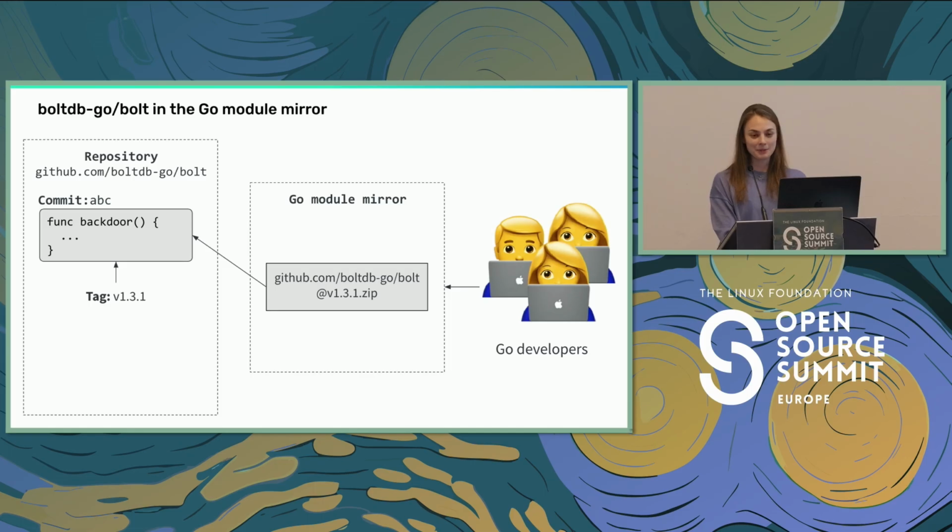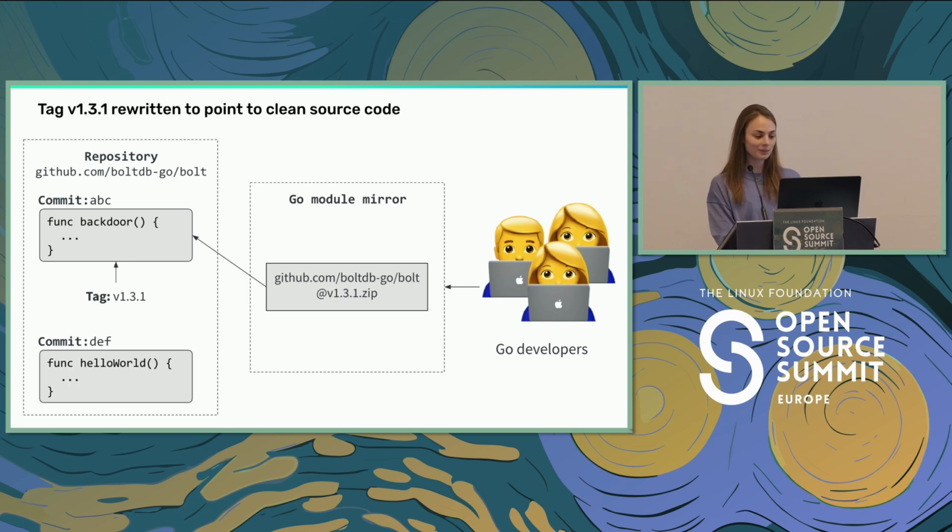Now, this is a pretty suspicious state. Any developer who had gone to the trouble to look at the source code repository at version 131 would have pretty easily been able to see that something weird was going on. So what the attacker did next was to create a clean commit and then point tag 131 to the clean commit. Now, if any Go developer tried to inspect the source code for 131, they'd see a perfectly clean repository with no malicious code.